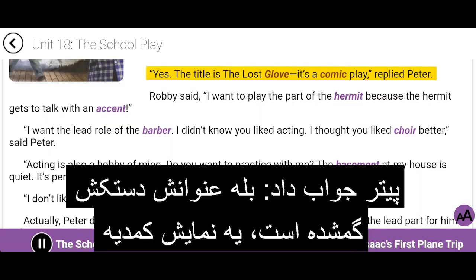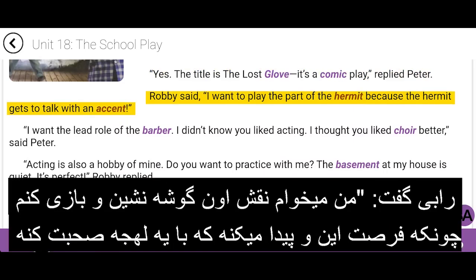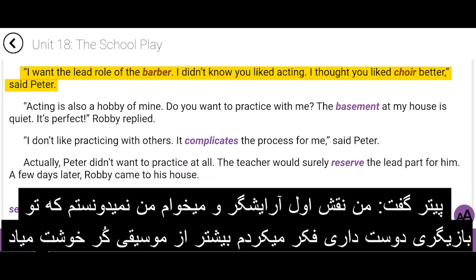"Yes. The title is The Lost Glove. It's a comic play," replied Peter. Robbie said, "I want to play the part of the hermit because the hermit gets to talk with an accent. I want the lead role of the barber. I didn't know you liked acting. I thought you liked choir better," said Peter.